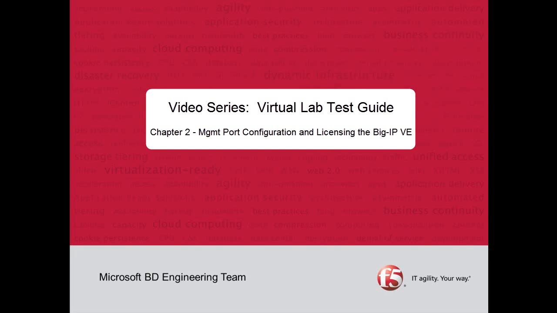This series provides guidance on installing and configuring the Big IP Virtual Edition for use in a Hyper-V lab environment. Chapter 2 of this 4-part series addresses configuring management access to the Big IP Virtual Edition. After we've configured web-based access, we will license the Big IP and perform additional basic configuration steps.